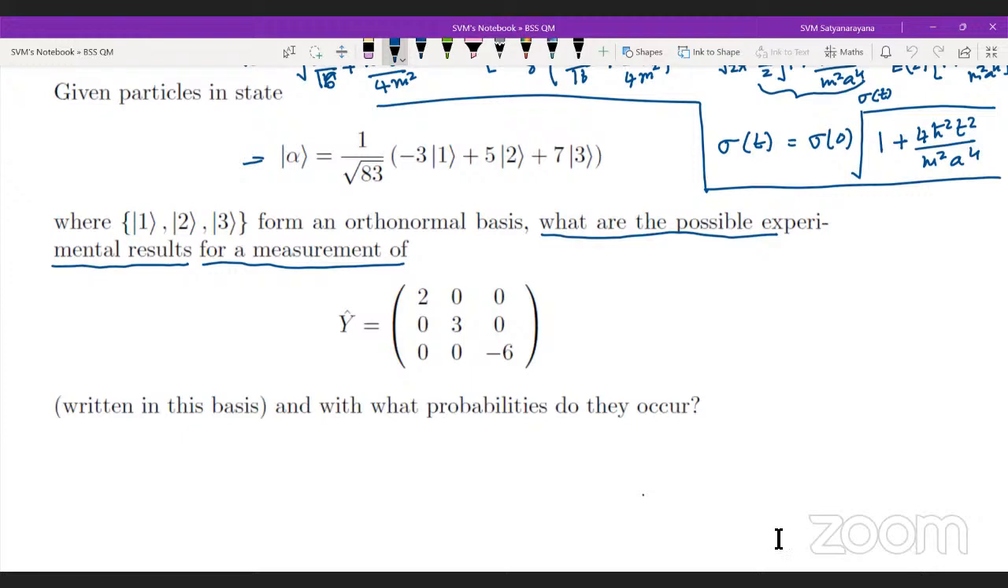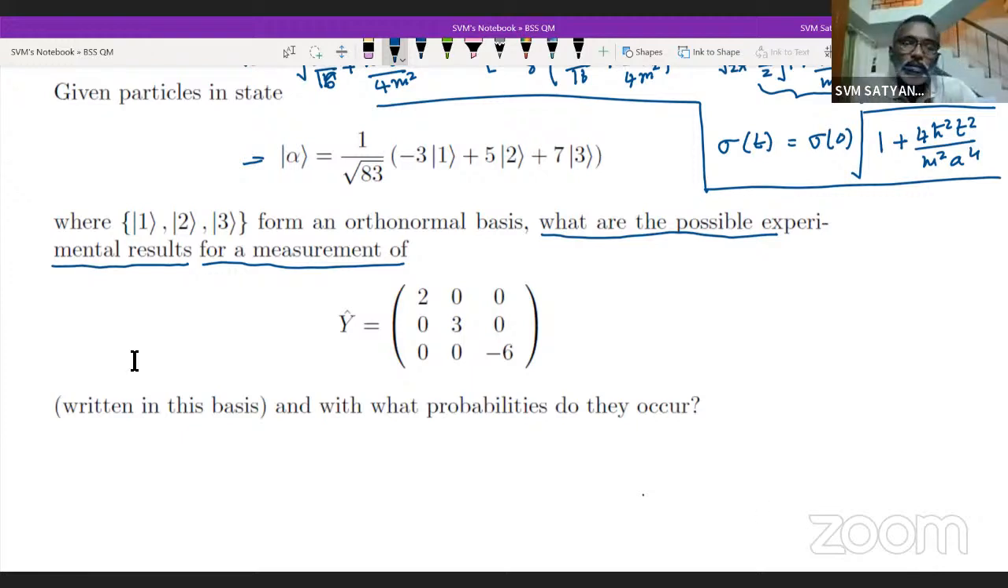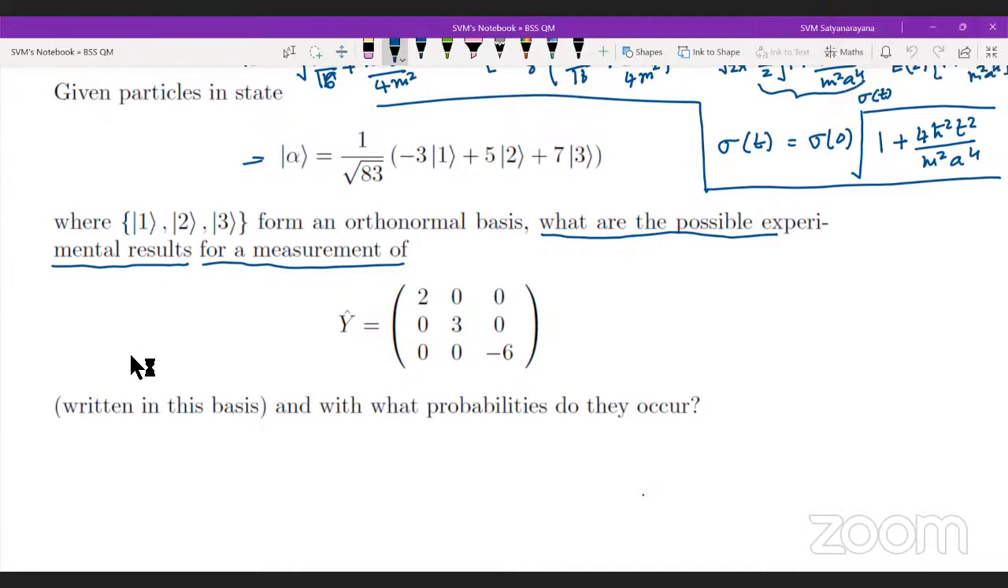Sir, is the 1, 2, 3 a computational basis? This is a different question. We don't know, they haven't said anything. There's some basis. Computational basis is only a name.